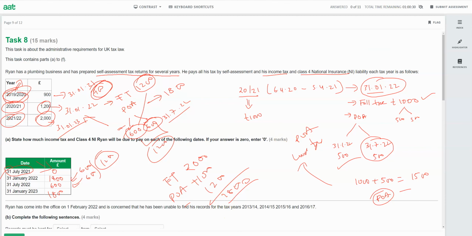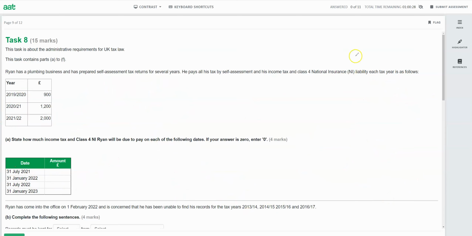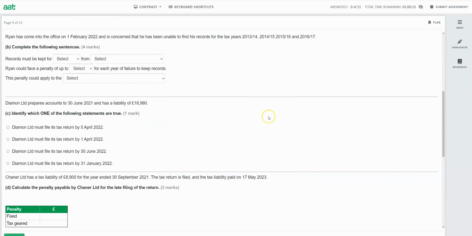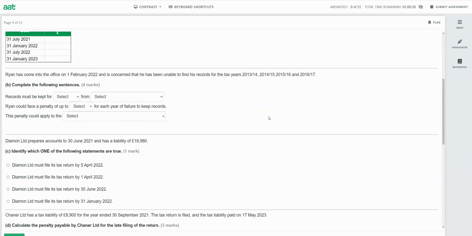The next one we have here, okay, so Ryan has come into the office on 1st February 2022, and is concerned that he has been unable to find his records for the tax year 2013-14, 15, 16, and 16-17. So what happens if you lose the record?